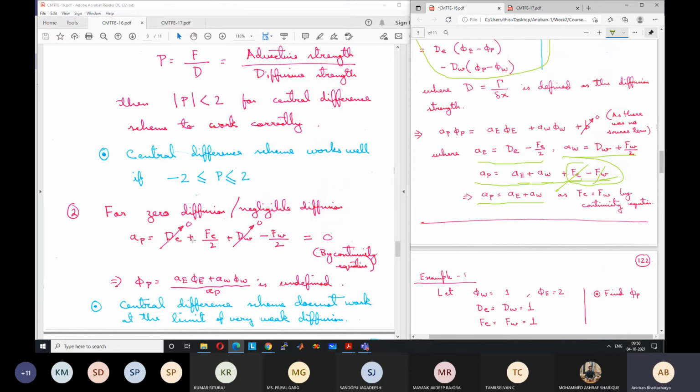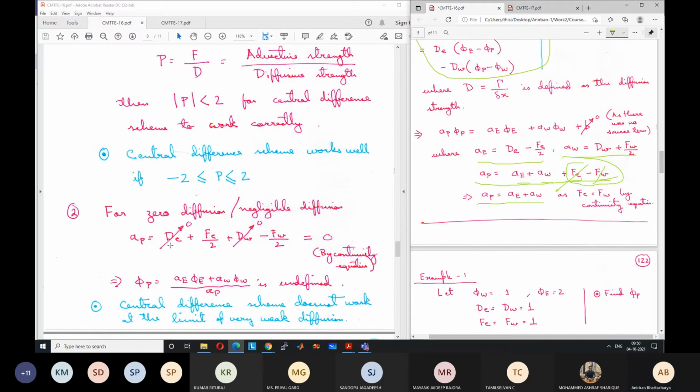AP is D plus Fe by 2 plus Dw minus Fw by 2. This we have defined here. You can write that and you will find that this is a value. So if D values are almost 0, AP becomes equal to Fe by 2 minus Fw by 2, which is equal to 0 by the continuity equation.